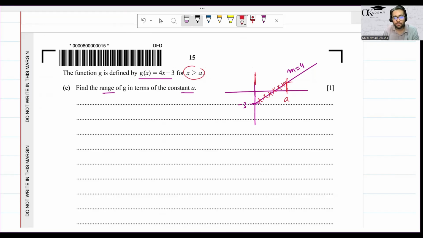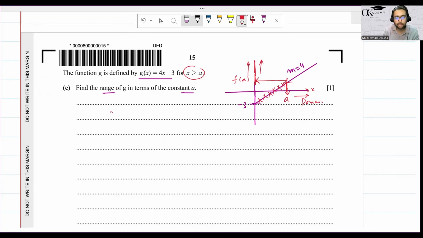We need to find out the range. Range means the value of the function on the y-axis. So if this is a on the graph, on the y-axis is going to be f of a, the corresponding y value. Find the range. The range would be above f of a, right? Because this is the domain, right? This is my x-axis, by the way. On the x-axis, you have the domain, x is greater than a, but of course the range is going to be above f of a. Right?